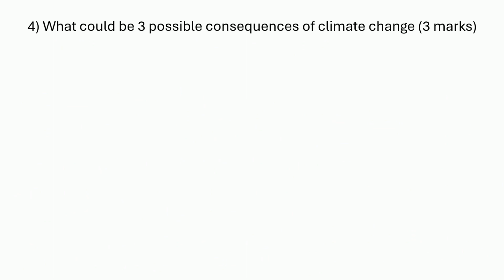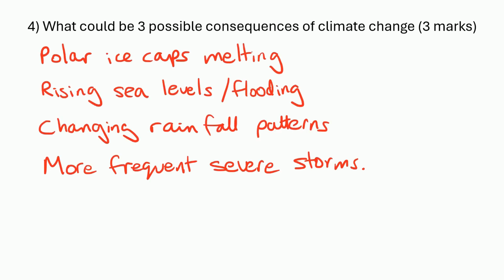So question 4, what could be 3 possible consequences of climate change? So you can have any 3 of the following: polar ice caps melting, rising sea levels or flooding, changing rainfall patterns. That means some countries will be getting drier while some countries might be getting wetter, and you can also have more frequent severe storms.